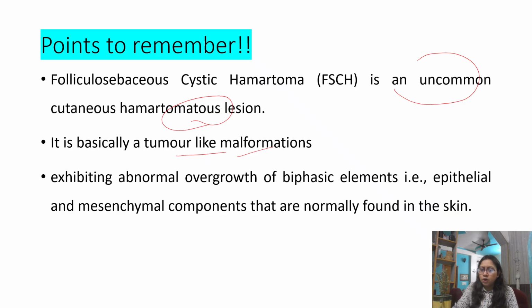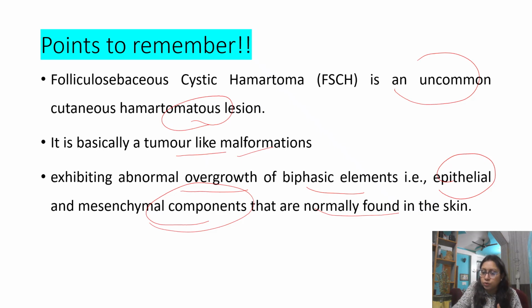So it exhibits an abnormal overgrowth of biphasic elements, that is epithelial and mesenchymal components that are normally found in the skin. It is an abnormal overgrowth because sebaceous glands can normally be found in this area, but here you are seeing numerous lobules of folliculosebaceous units. So that is not normal. It's an abnormal overgrowth of normal things.